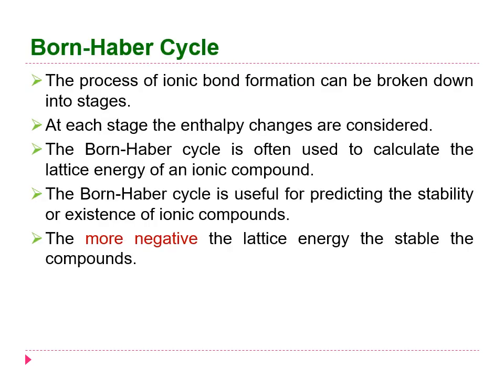Ionic bonding formation can be broken down into stages. Each stage involves enthalpy changes. Most we have learned in lesson 42. This cycle is often used to calculate lattice energy of ionic compounds. It is useful to predict the stability of existence of ionic compounds. The more negative the lattice energy, the more stable the compound is.